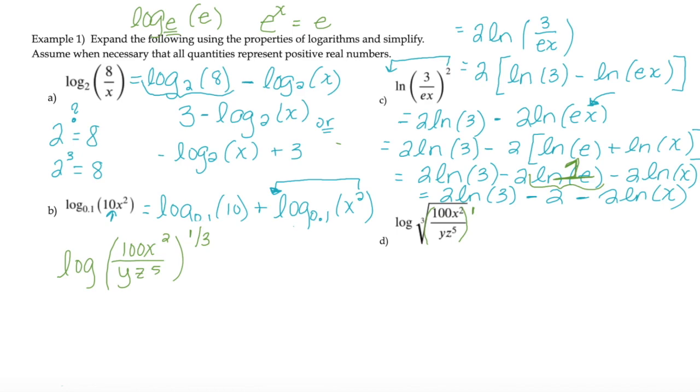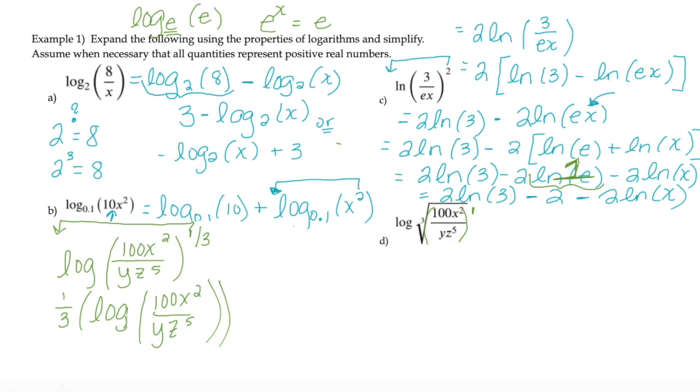Then I'm going to utilize my power rule to bring the 1/3 to the front of my logarithm. So then I'm done with the exponent itself for now. This is then 1/3 times log of 100 x squared over yz to the 5th.